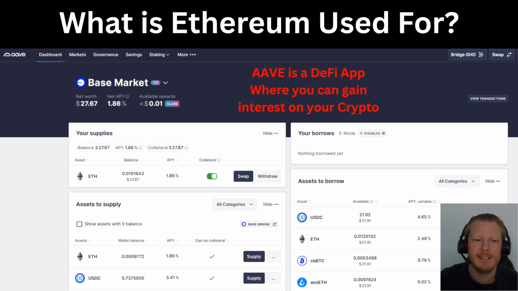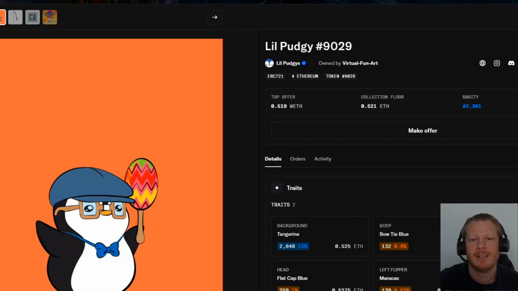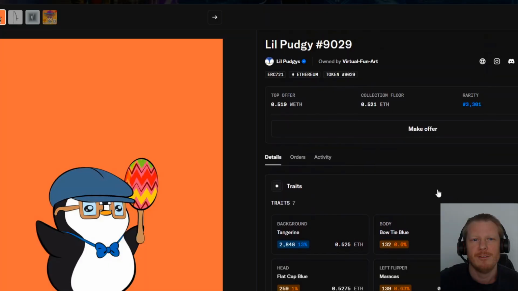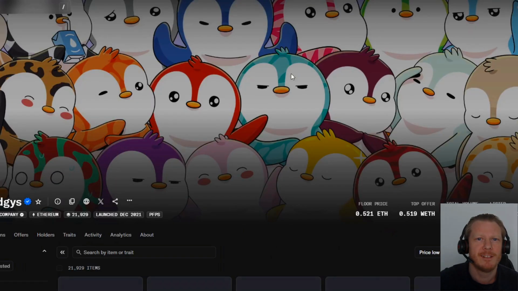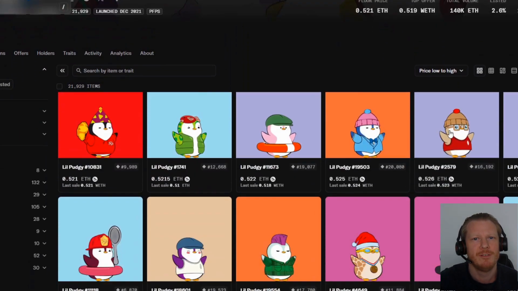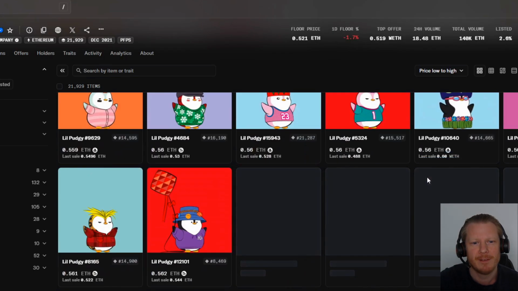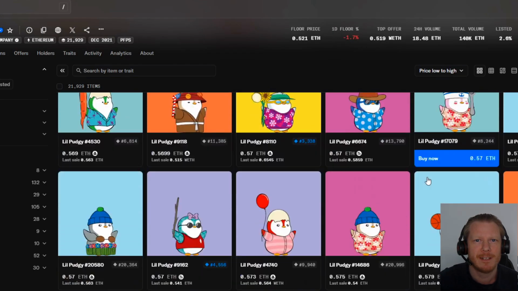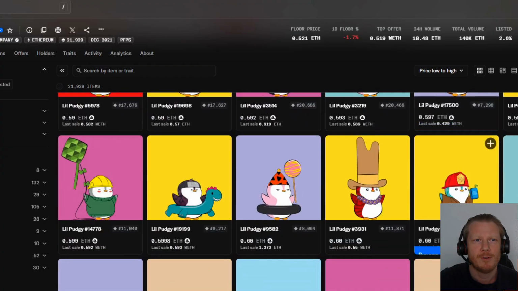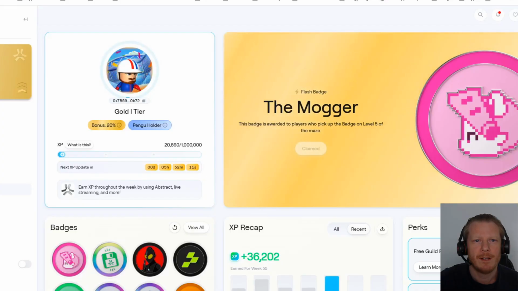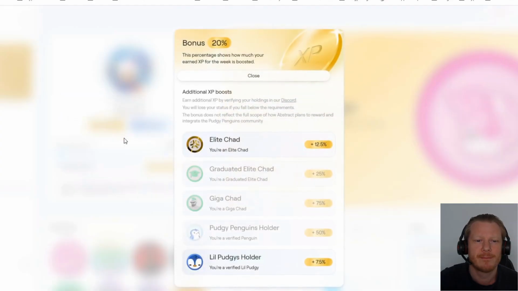Also, there's NFTs, non-fungible tokens. So you can actually prove that you have ownership of certain assets, and then you can choose to trade those assets if you want to. Or sometimes that asset could prove your loyalty to a certain project, and you might get rewards for that.